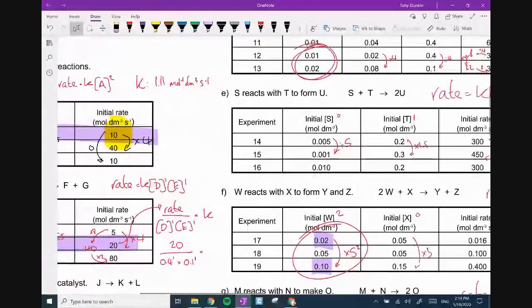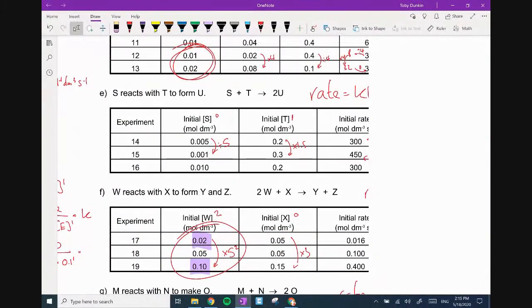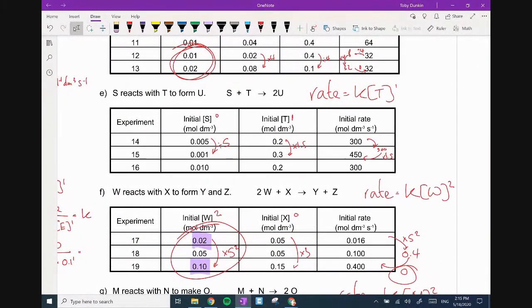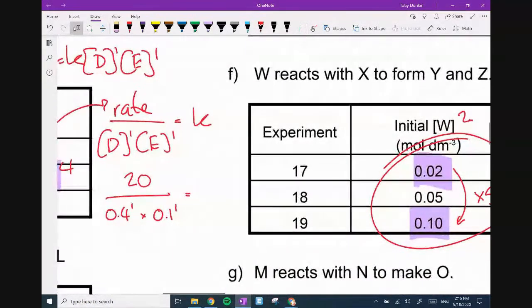Yeah, if you do a different question, you get different units. Yes, k's units depend on the rate equation. Thank you. Donna, every rate equation gives you a different set of units for the k. That's kind of why I'm teaching it to you, Donna.